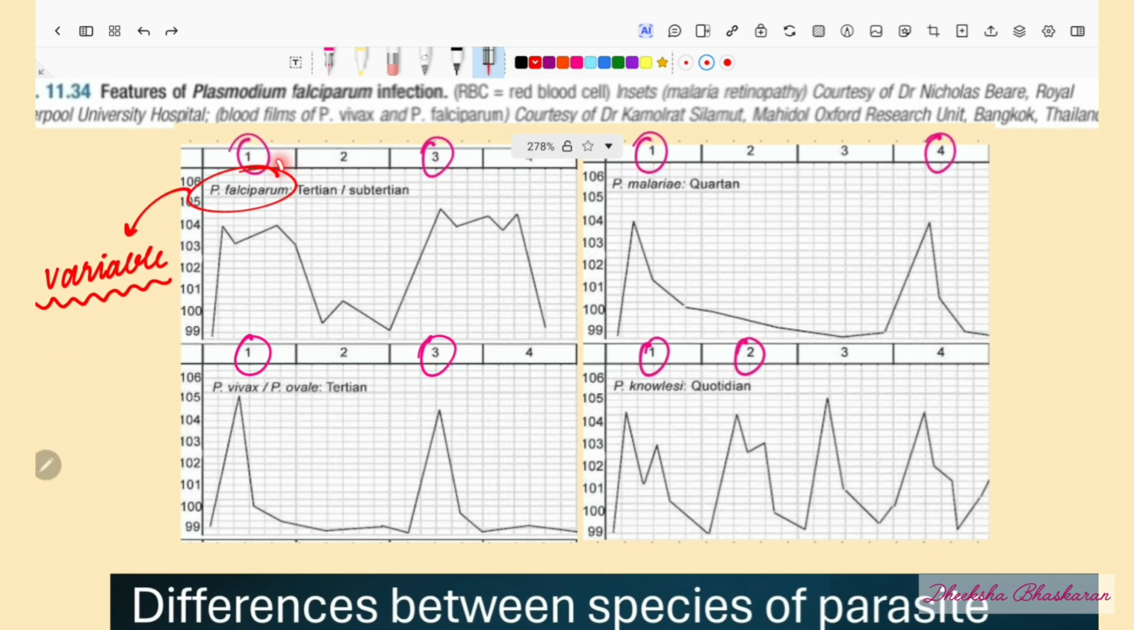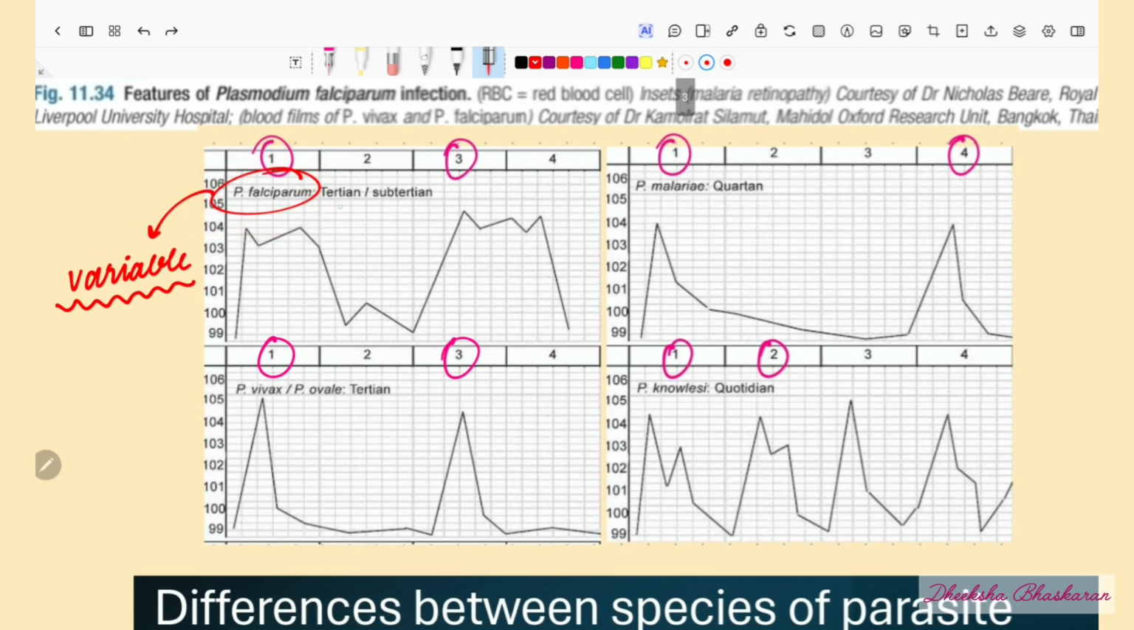And in Plasmodium falciparum, it is ideally supposed to be tertian fever, meaning the fever occurs every 48 hours. Okay, meaning the fever comes on the first day, and then on the third day again it comes. So the fever comes on alternate days. First day it comes and then third day it comes.